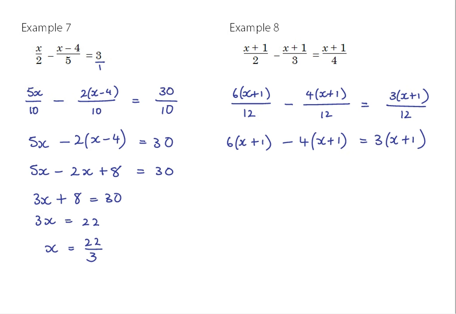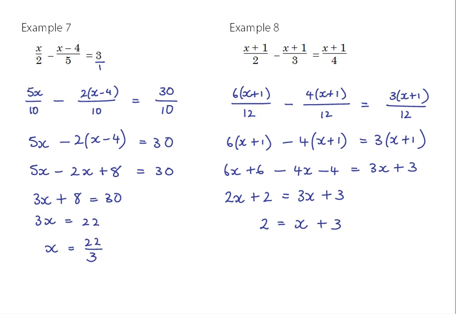And now expand out your brackets. Collect the like terms on each side, so 6x minus 4x is 2x, 6 minus 4 is 2. Now I've got x's on both sides, so I can either subtract 2x from both sides or subtract 3x from both sides. I'm going to subtract 2x to keep things positive. Now subtracting 3 from both sides leaves me with x is equal to negative 1.